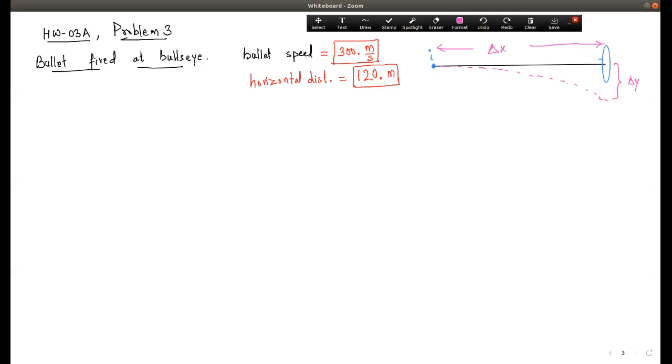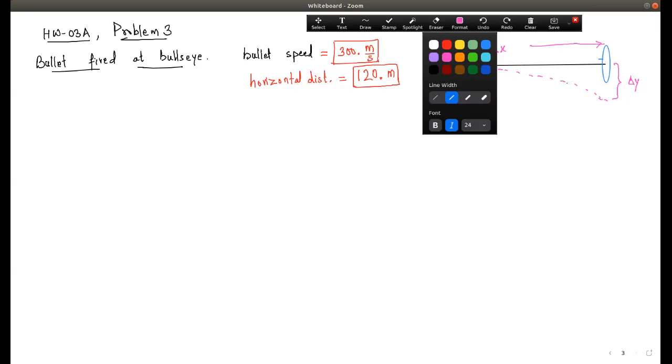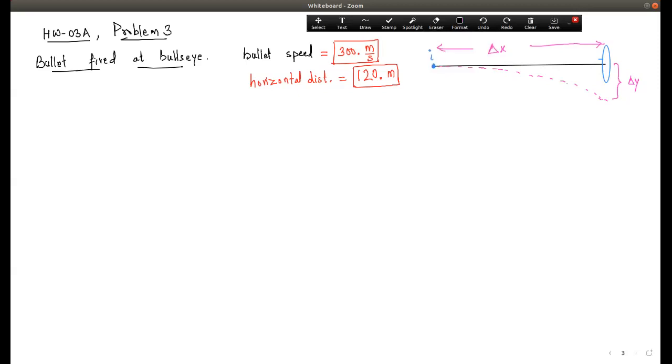Delta x is given to us, but the concept here is that delta y is not 0. So the skill involved is that you don't aim for the bullseye. In fact, you aim slightly higher, so that when it falls in the distance delta x the bullet travels, it should actually hit the bullseye. So let's proceed and see how this will go.